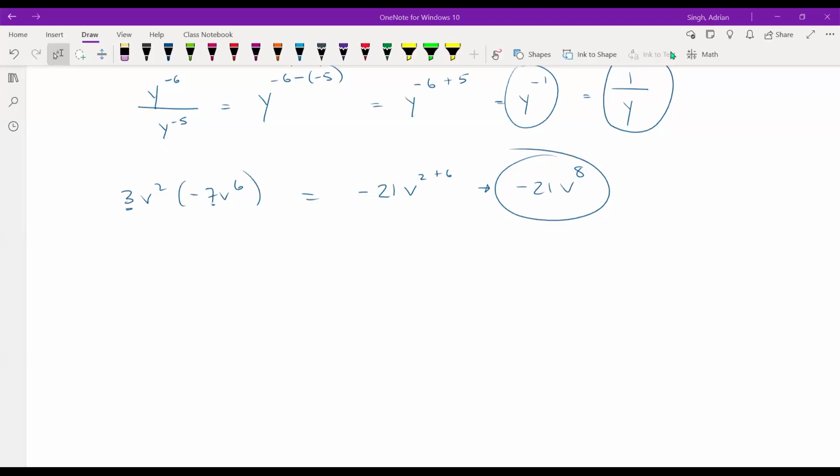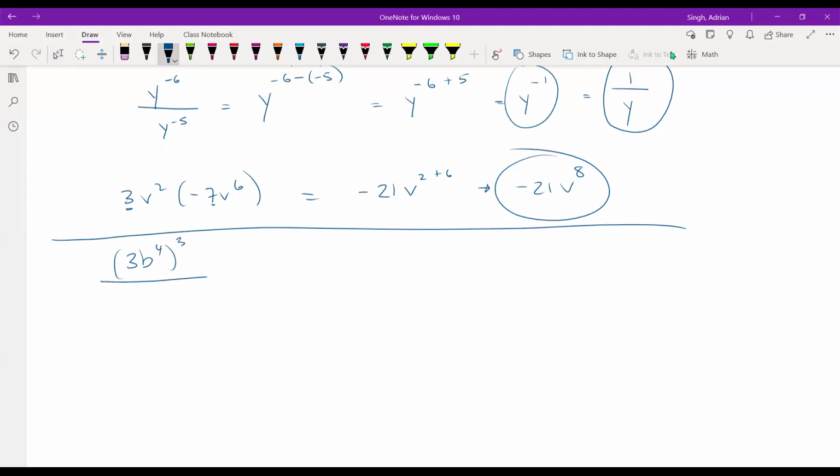All right, and let's take a look at maybe one more in the exponents, and then we'll take a look at some manipulating equations. So let's say we had something like this. We have (3b^4) cubed, all that cubed, divided by (6b squared), and all that squared. And we need to simplify this.